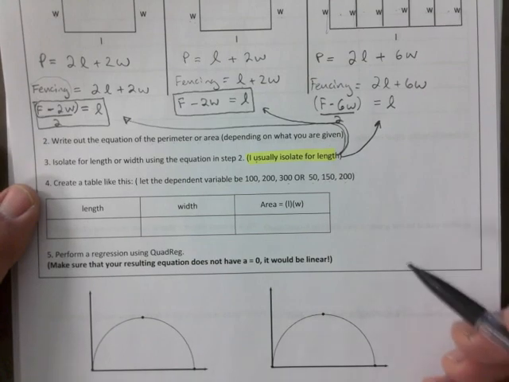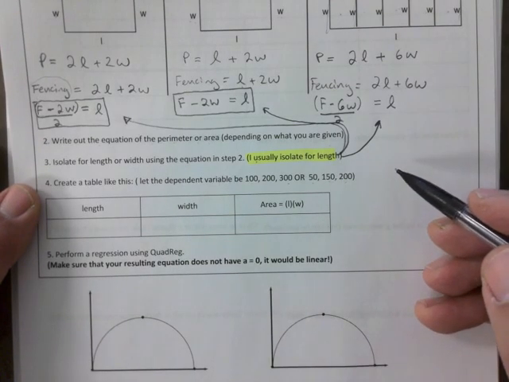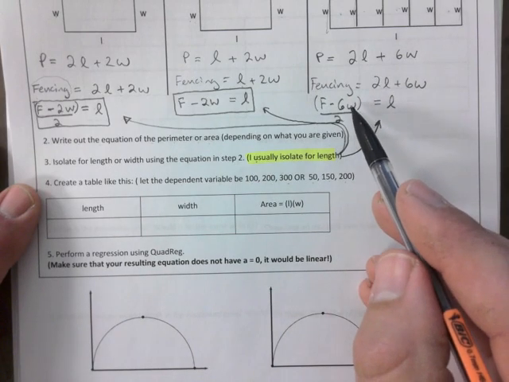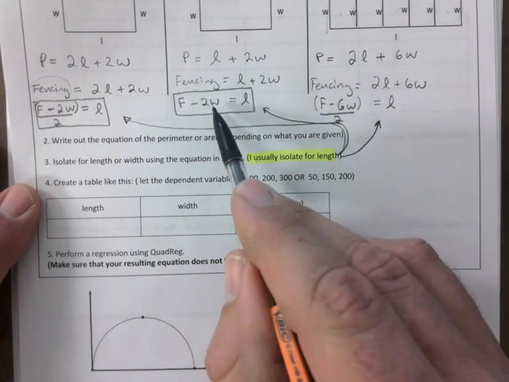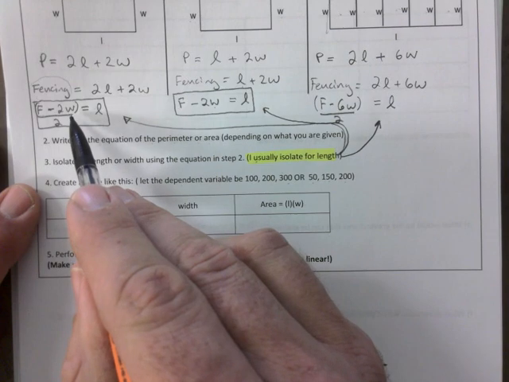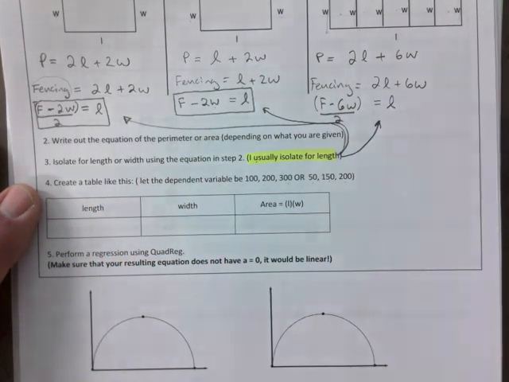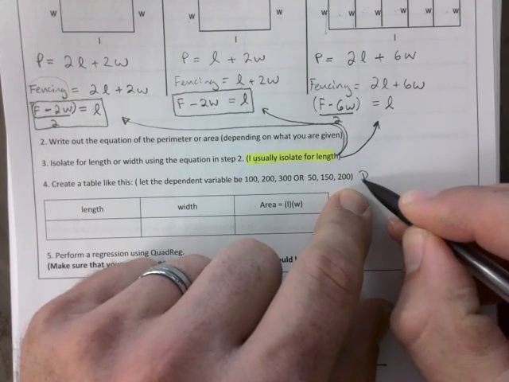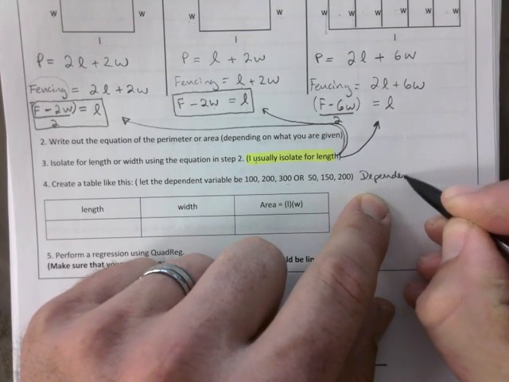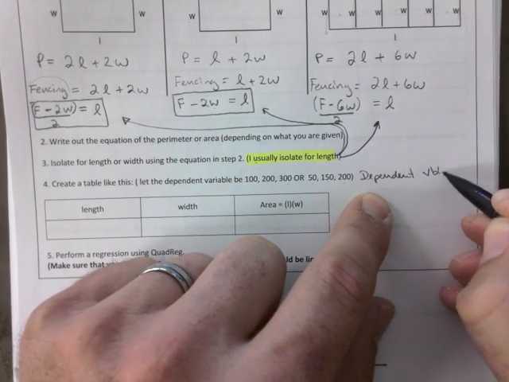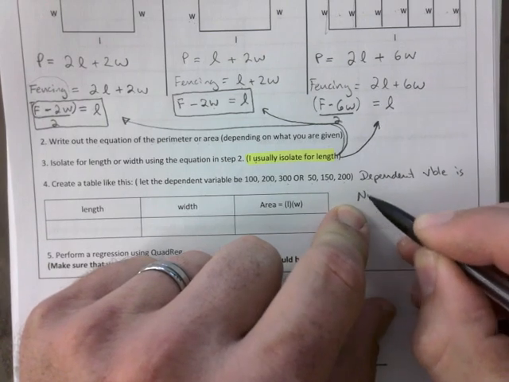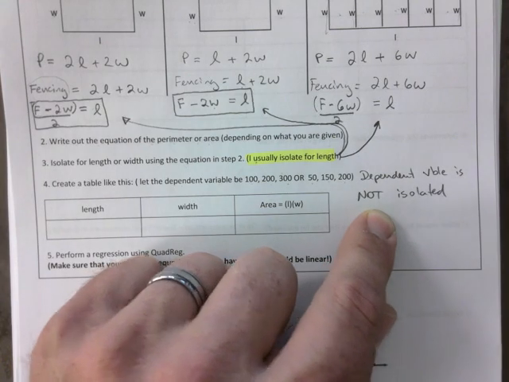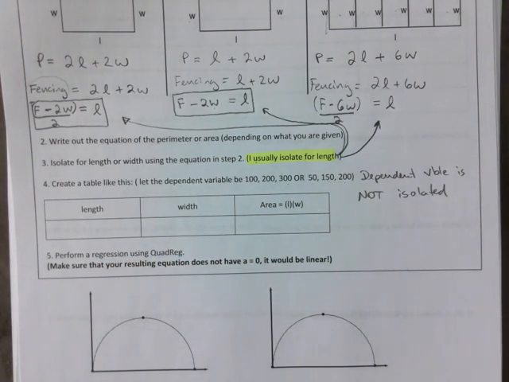Okay. So which one is your dependent variable over here? Your dependent variable is W. Every single time, in this case, it's W. It's the one that's not isolated, right? Dependent variable is not isolated. Okay, that's a big note there.